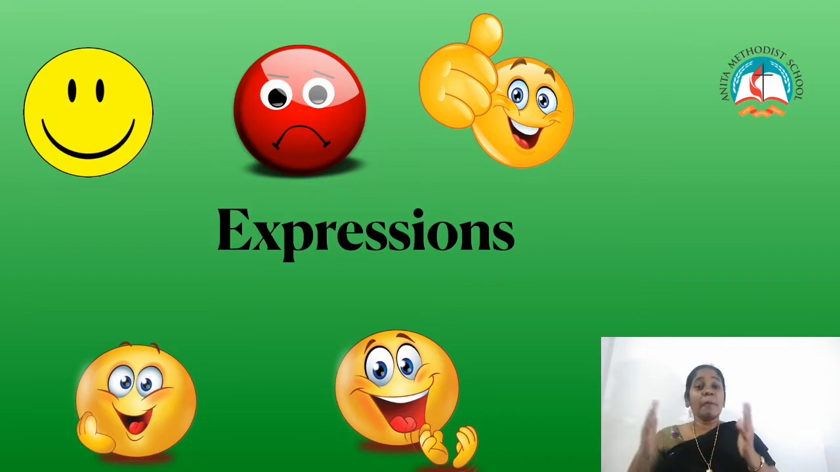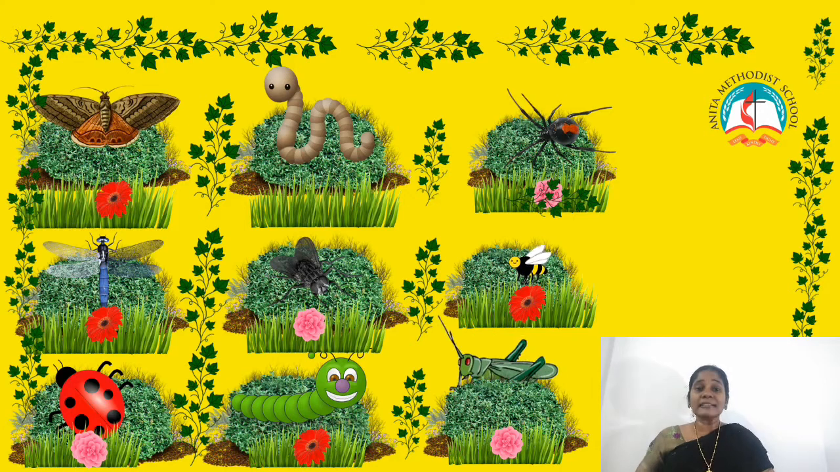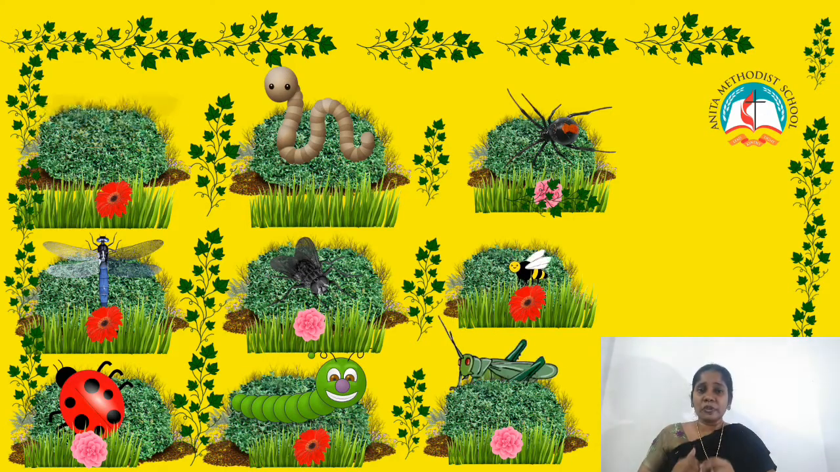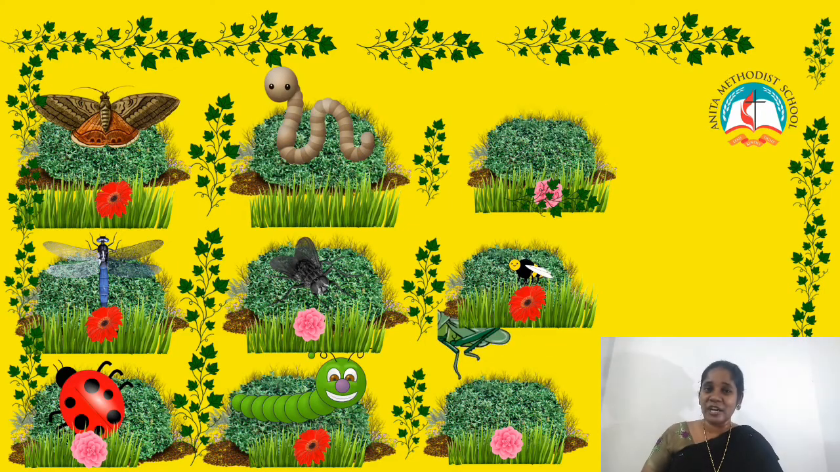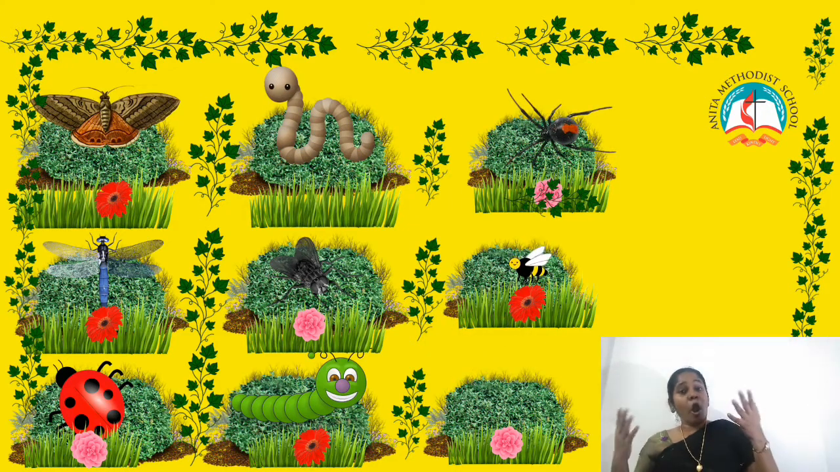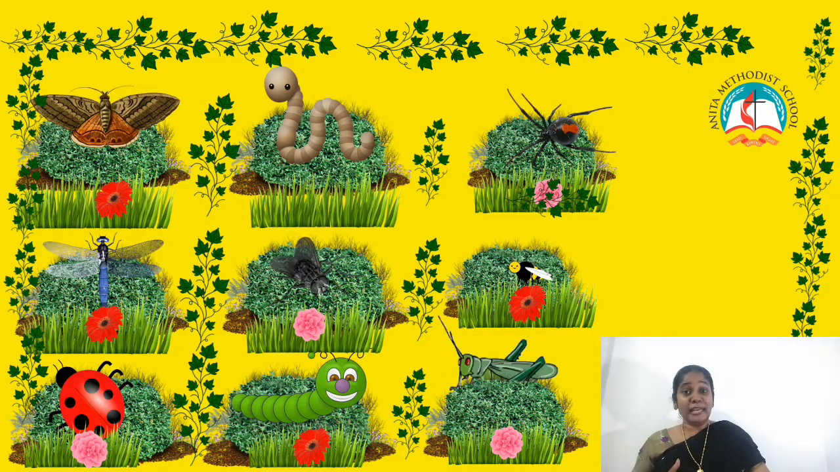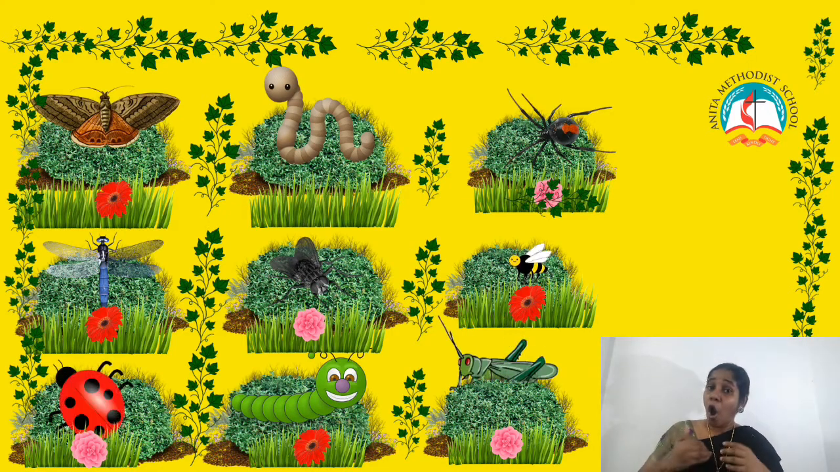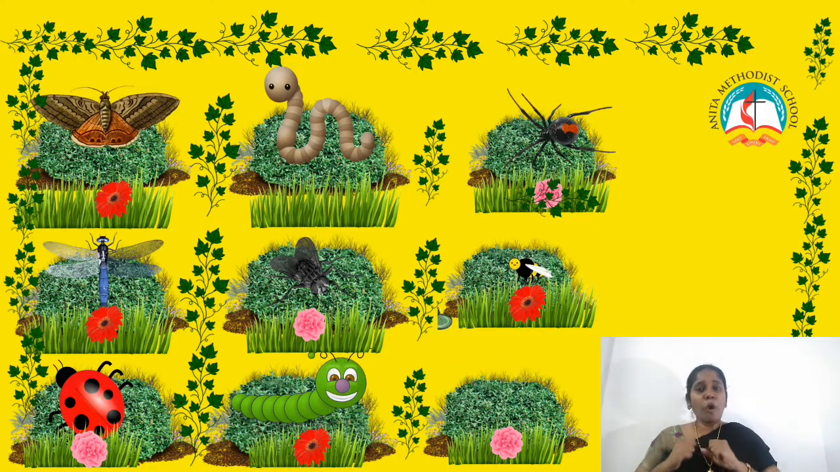Very good, children. Before we move into the story time, Miss is going to tell you about the differences and the similarities of insects. Children, now all see these insects. It's so beautiful, isn't it, children? Already you all know about the insects. Insects may all look different, but they are alike in many ways, children. One way all insects are alike is that they have 6 legs. Most insects have 6 legs, children.